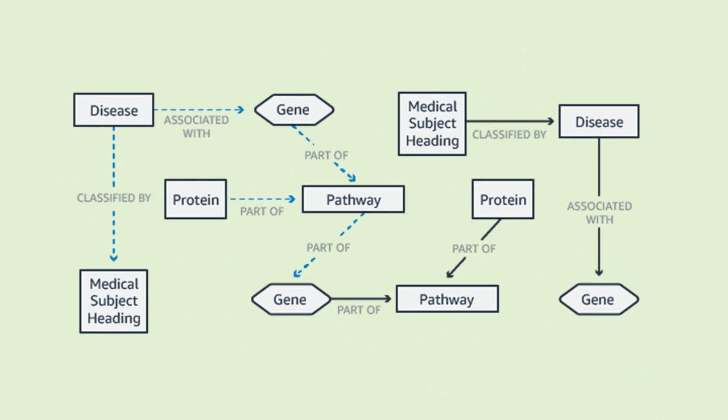A protein, a Medical Subject Heading, is a node which is classified by a disease, which is again associated with a gene. So we may have the same node repeated multiple times, but represented as a part of different nodes. We don't need to have a graph which is two-dimensional. We may have a multi-dimensional graph, not just three-dimensional, four-dimensional.